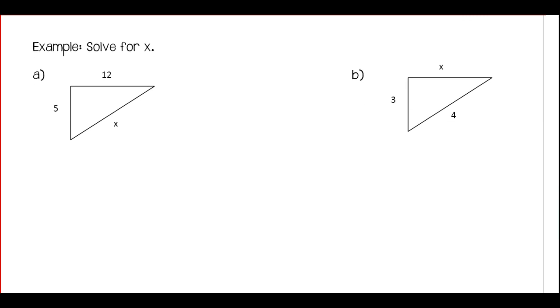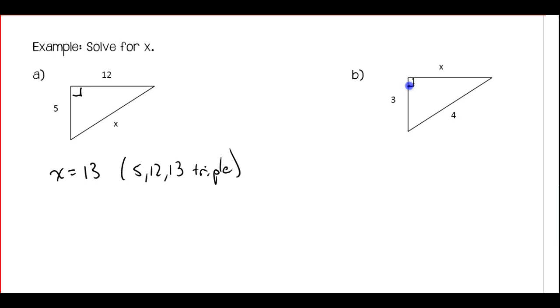We want to solve for x. So again, these are all right triangles. I've got two sides that are 5 and 12. If you remember your Pythagorean triples, then this is simply a matter of saying that x is equal to 13, and then your work would be 5, 12, 13, triple.